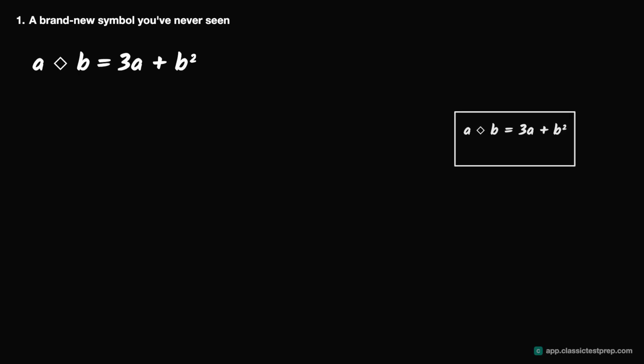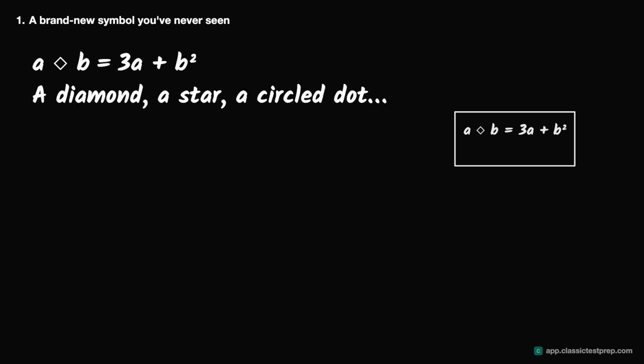You've probably seen a question containing a symbol you have never seen on a math test in your life. A diamond, a star, a circled dot, used like this: A diamond B equals 3a plus b squared. Something like that. Students see this alien symbol and assume they missed a day in school, but you didn't.